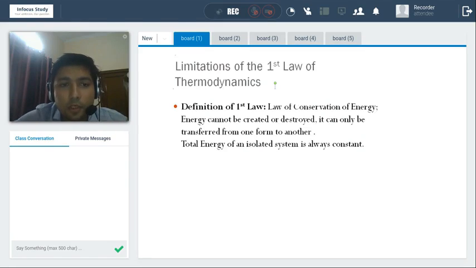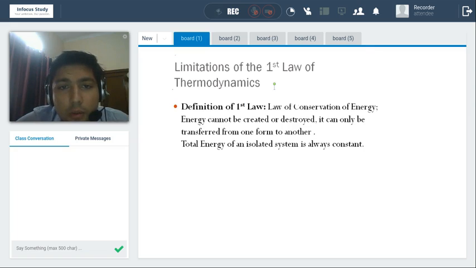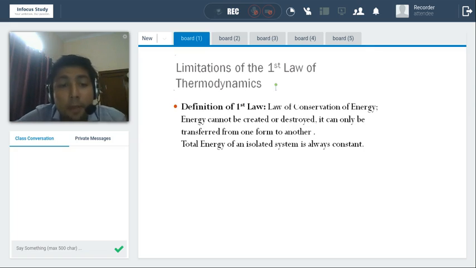So today we'll be learning about the limitations of the first law of thermodynamics and how it helped in the second law of thermodynamics. Talking about the limitations, first of all, we have to know what the first law is. This is the definition of the first law, that it is about the law of conservation of energy.